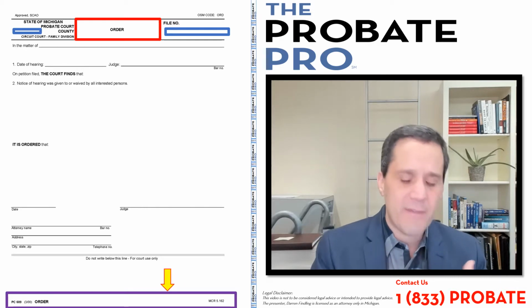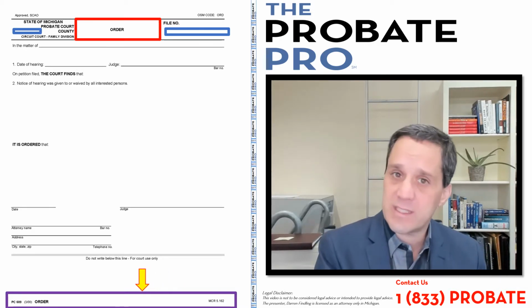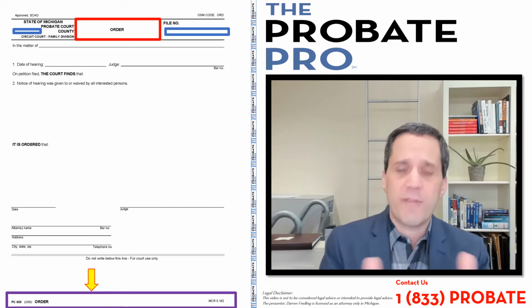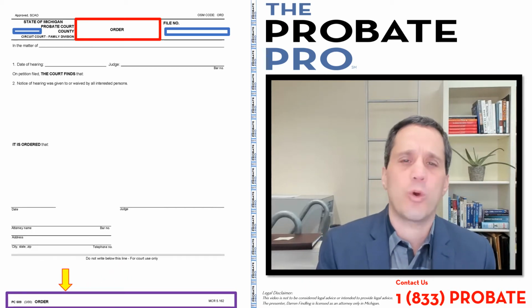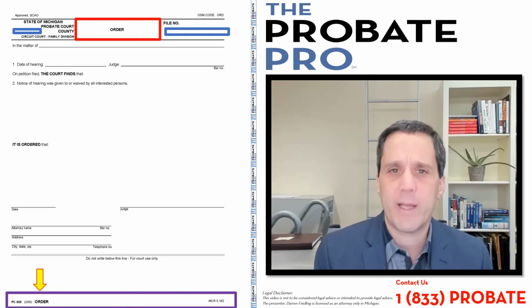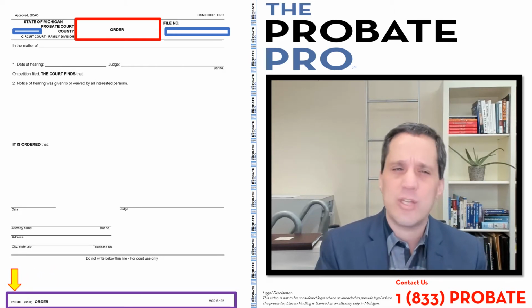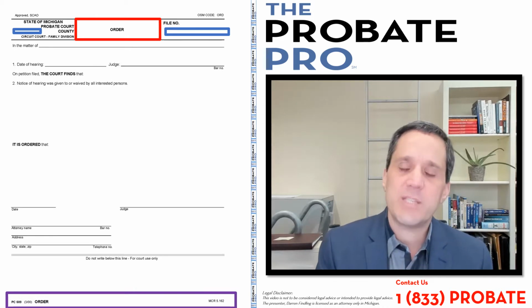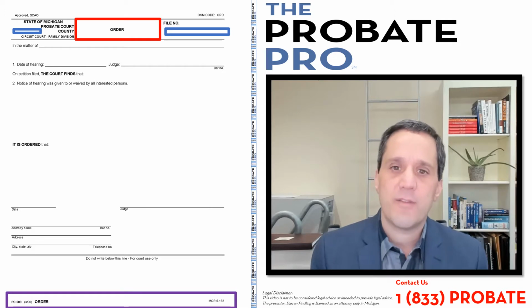And again, as you navigate through the probate process, whether it's a deceased estate, trust administration, guardianship, conservatorship, whatever it may be, we strongly urge you to be working with a skilled, competent probate lawyer to understand the language, the court rules, the statutes, and what's going on. This particular form is not a form that people generally create from their home.